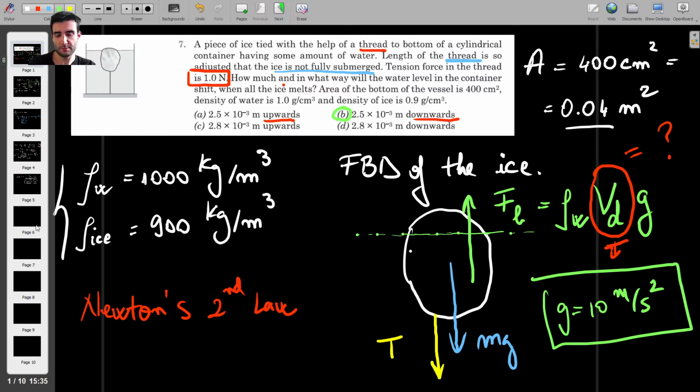You look at what happens before the melting phase, you look at what happens after the ice melts, you compare the two displaced volumes, and that helps you figure out what happened to the water level, if it increased or decreased, and then divide by area and you get the height. And that's the end of the question.